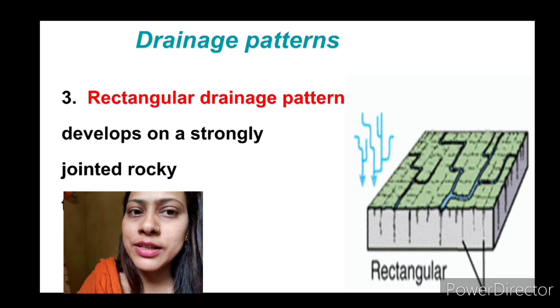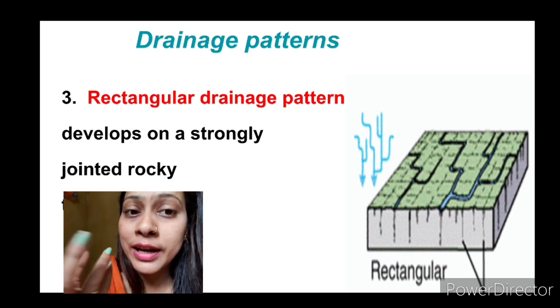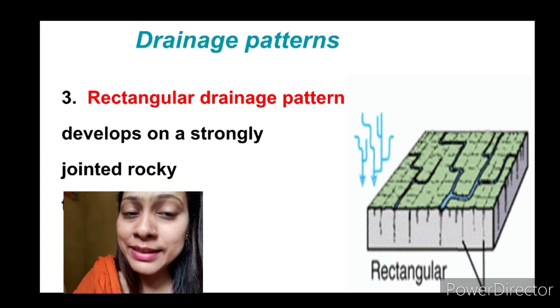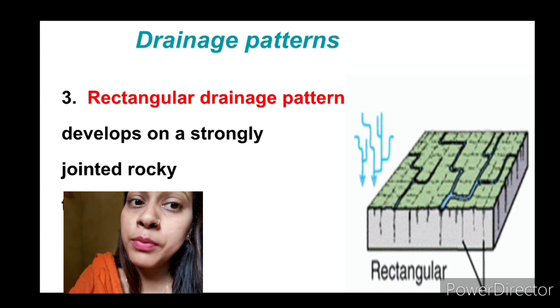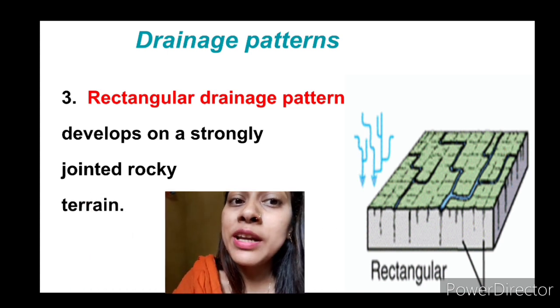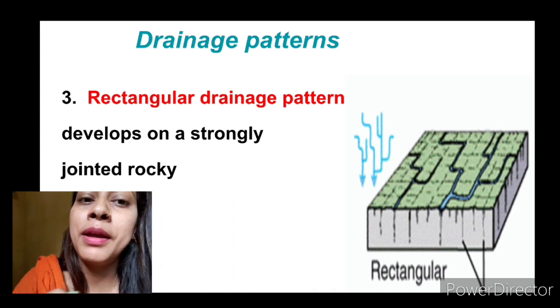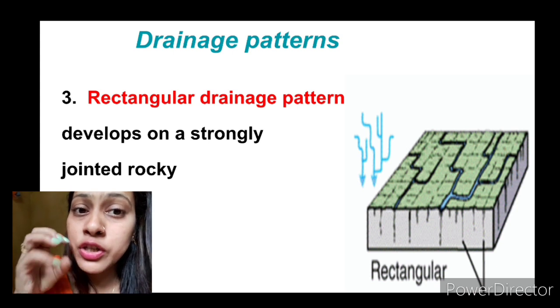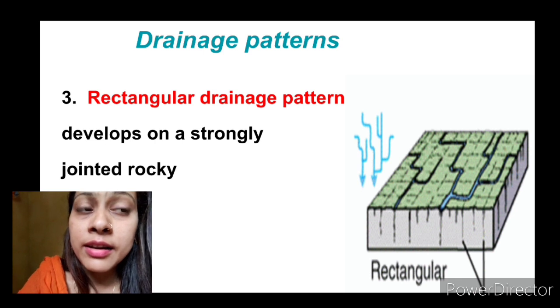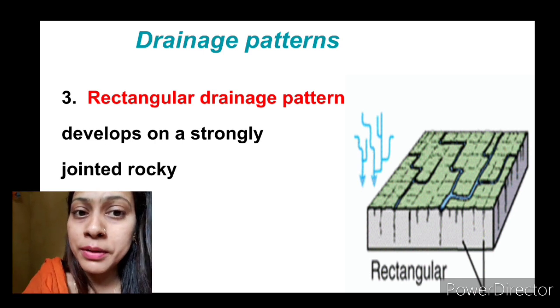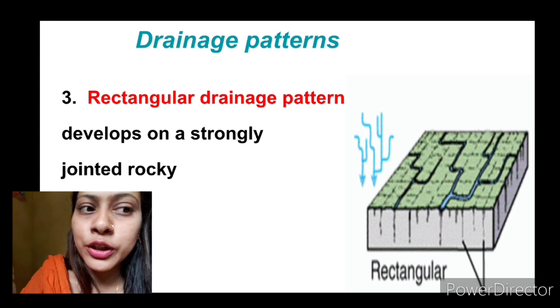Then the third one is the rectangular pattern. A rectangular pattern is when the rivers make a rectangular shape, making 90 degree turns, and it develops the form of a rectangular drainage pattern. It develops where strongly jointed rocks are found. Where hard rocks are very strongly jointed, the rivers flow in a rectangular type of pattern. So this is the third one.